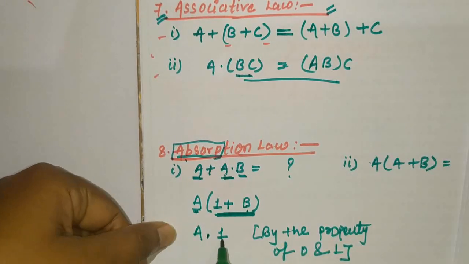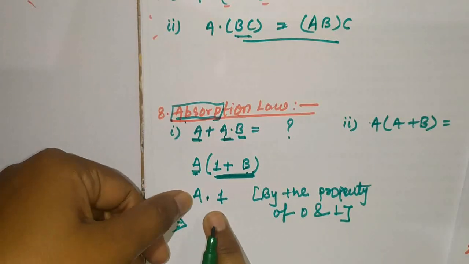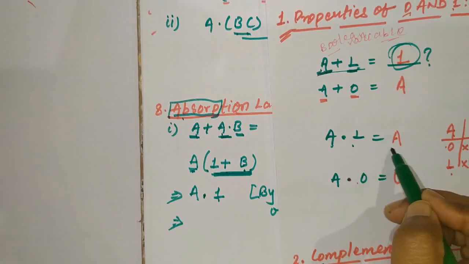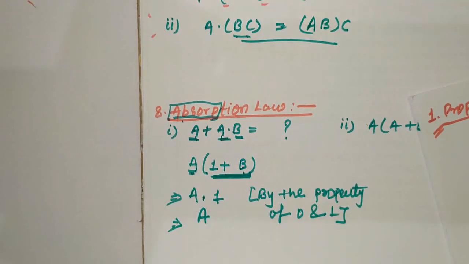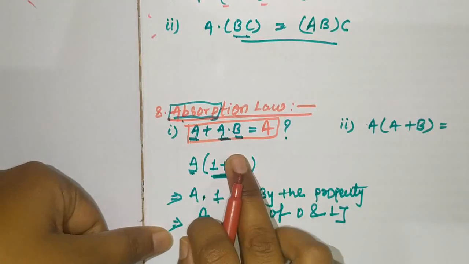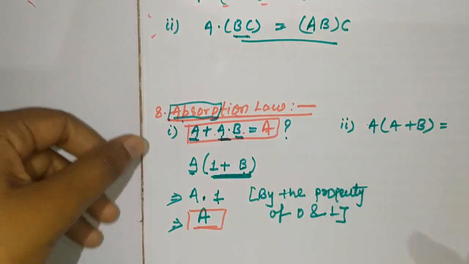Next, a into 1. What is the output of a into 1? It is also a property of 0 and 1. Here a into 1, the output is a. So the value of this expression is a. This is the first absorption law, and this is the output: a plus ab equal to a.